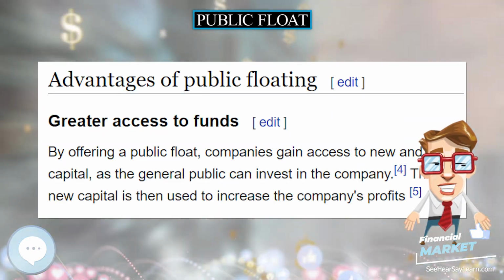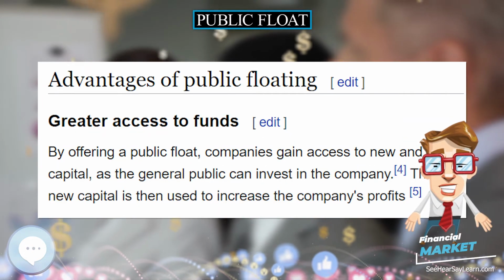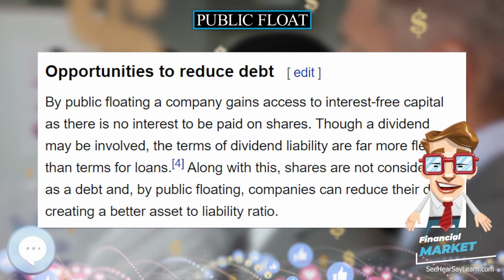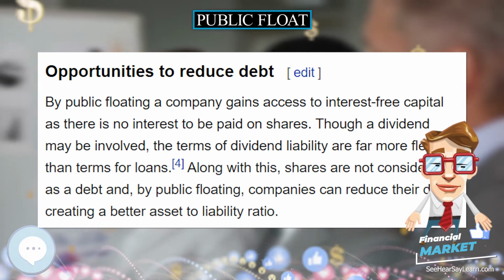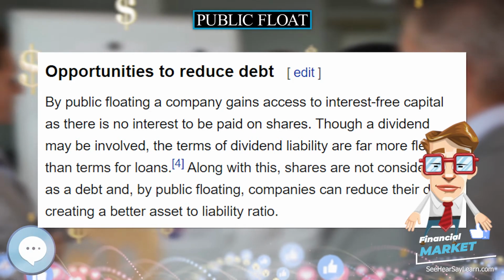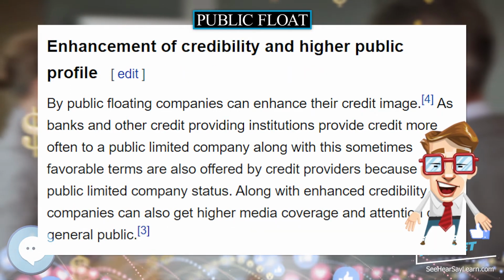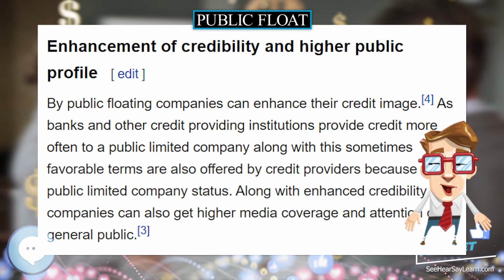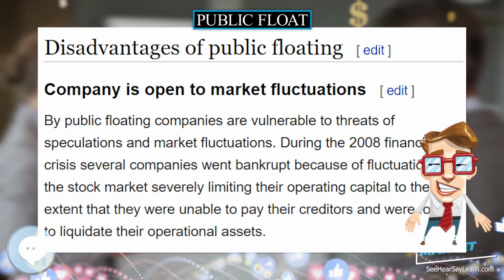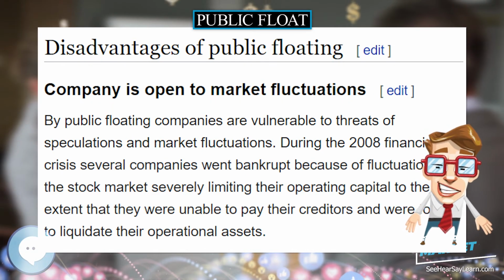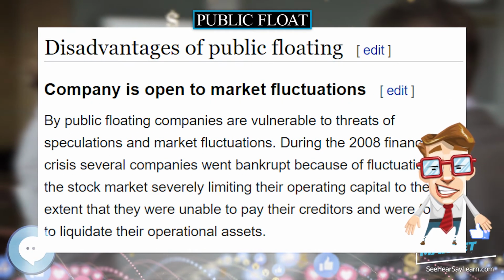Along with all these costs, taxes are also to be paid while a company is public floating. For instance, in the UK a company has to pay corporation tax, which is 20% if the profit per year is £300,000 or less, and 21% if profit is above £300,000.